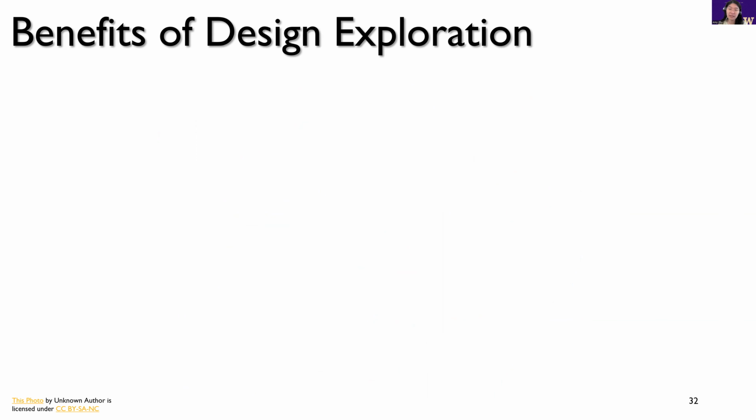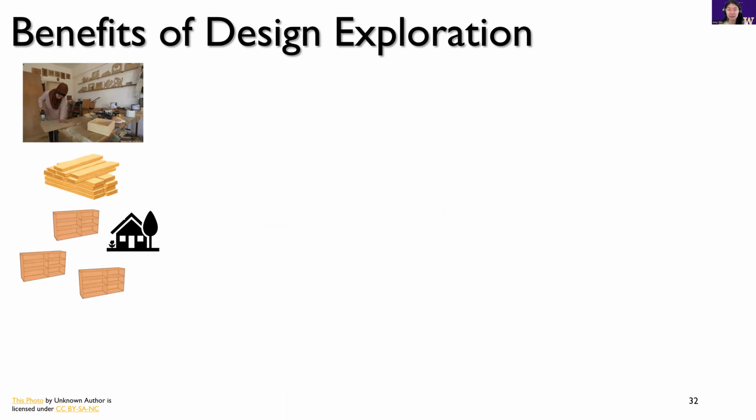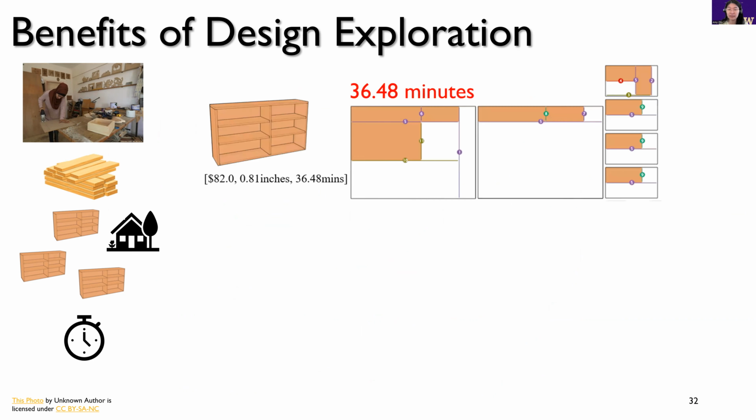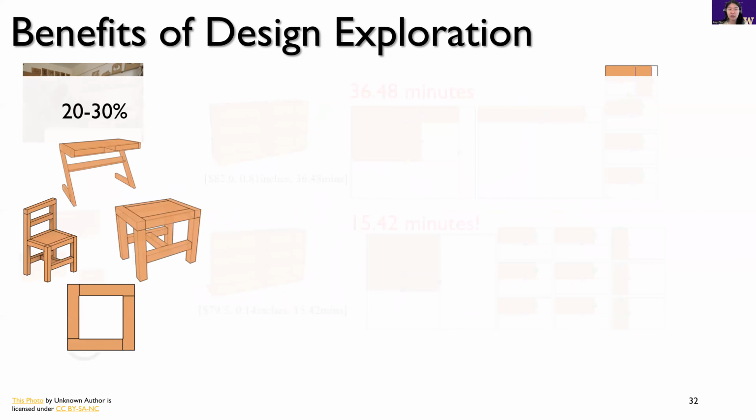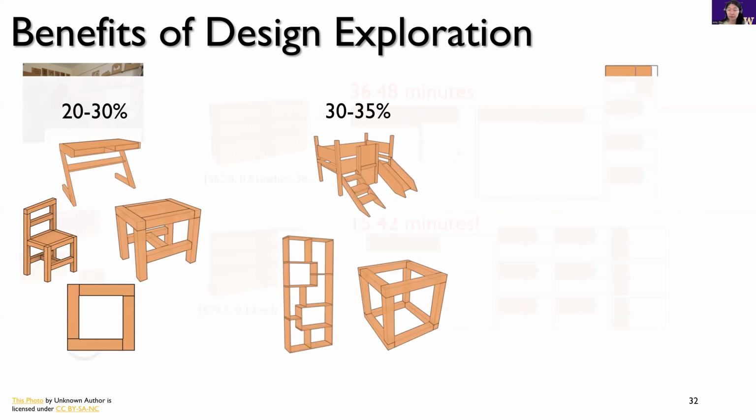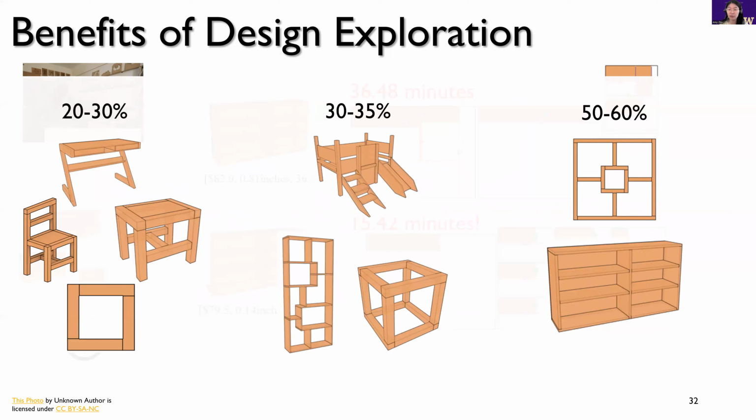For example, imagine that Alice is making a number of reclaimed wood dressers to furnish her new house, but has left it to the last minute. She values completing this project quickly above all else. The fastest fabrication plan with her original design would take about 36 minutes to cut with setup and measurement. But through design exploration, we find a design with an optimal fabrication plan taking 15 minutes, which is a 58% time savings. In fact, when it comes to minimizing time, 4 models save between 20 to 30%, 3 between 30 to 35%, and 2 models save between 50 to 60%.